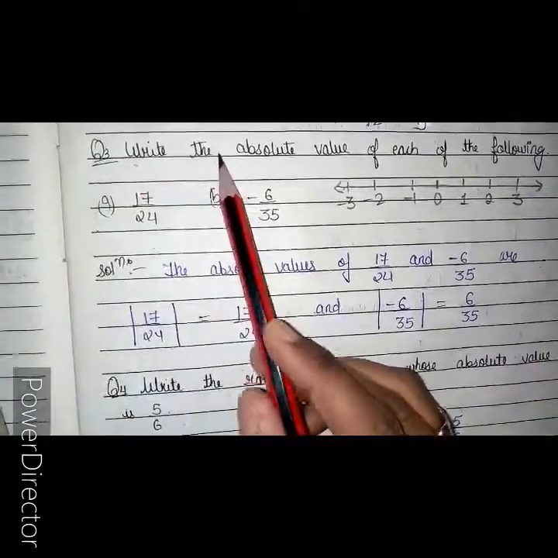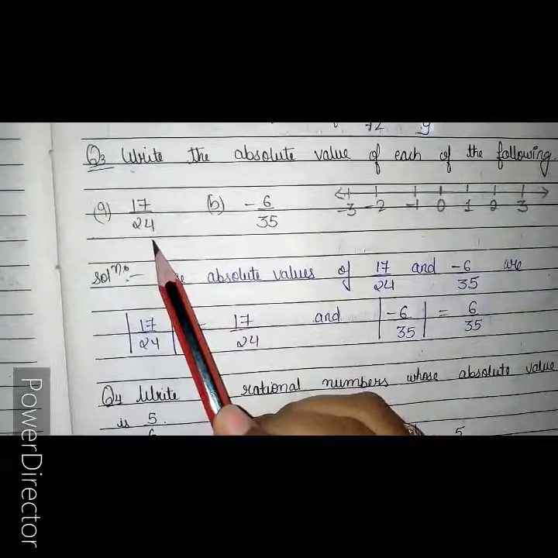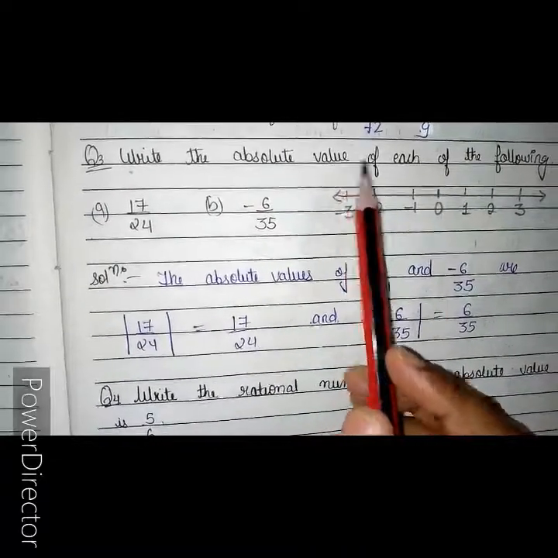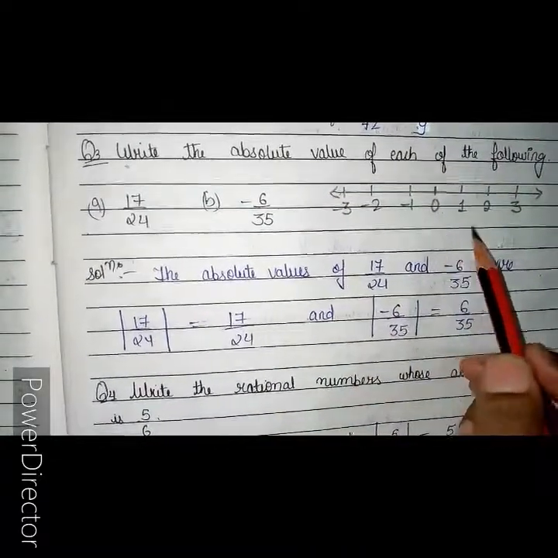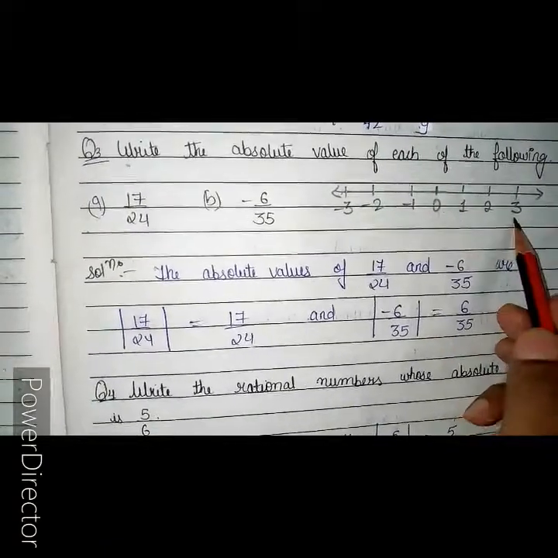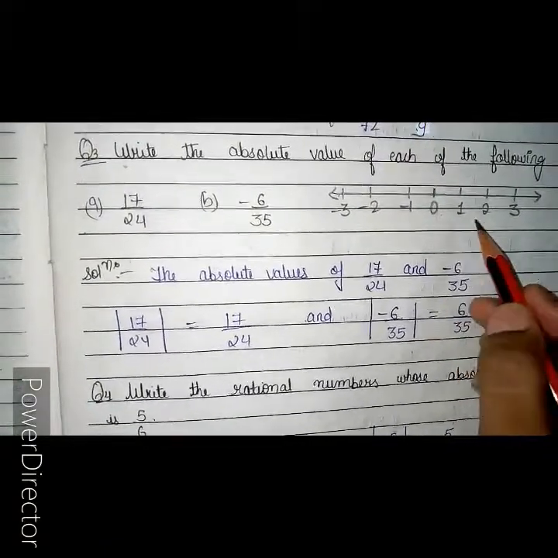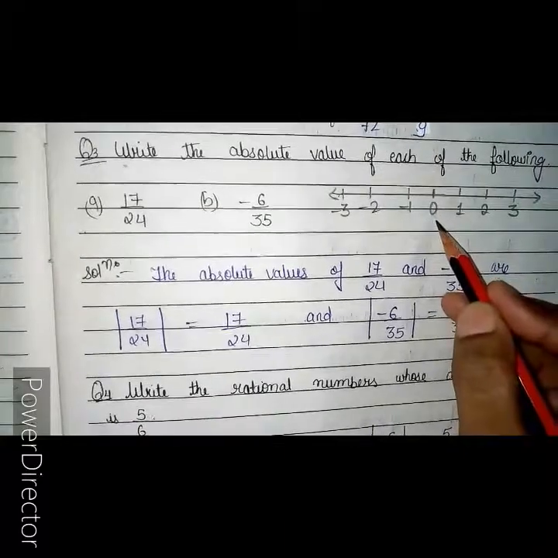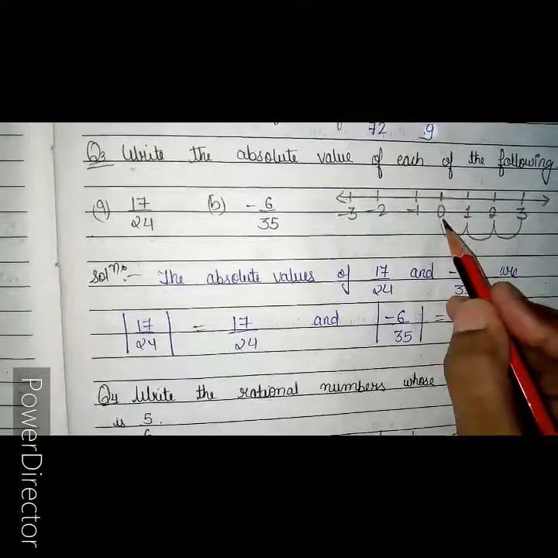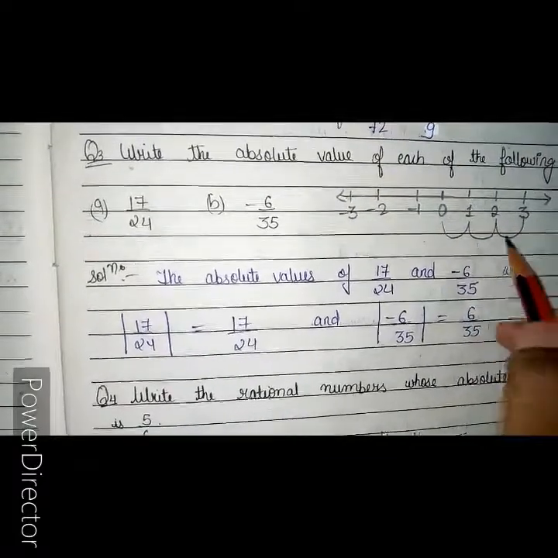Question third. Write the absolute value of each of the following numbers. First is 17 upon 24. So first we understand what is absolute value. Absolute value is the distance a digit is away from 0. For example, absolute value of 3 is 3 because the distance of 3 from 0 is 3 units. 1, 2, 3. So the absolute value of 3 is 3.